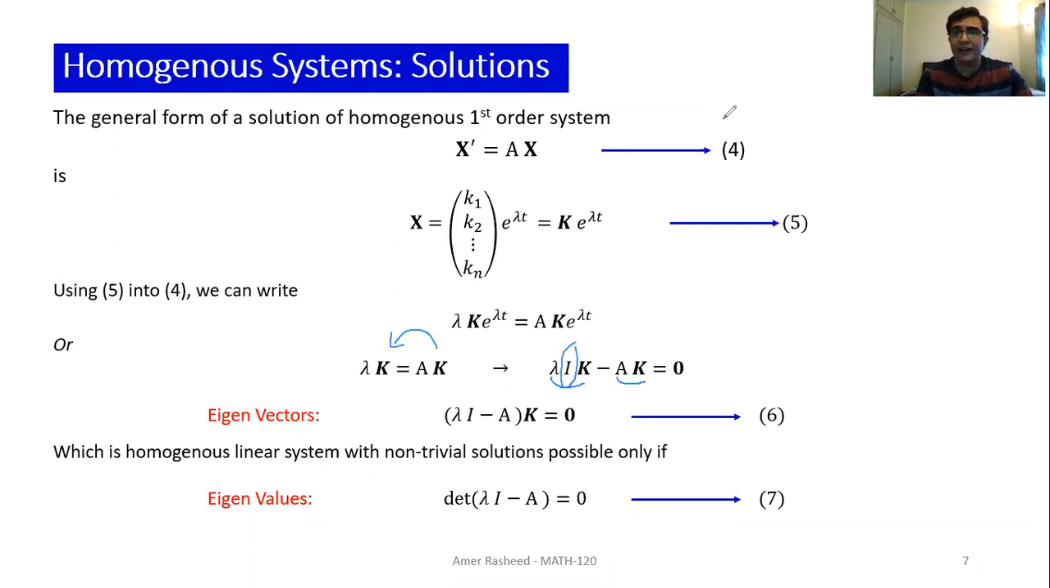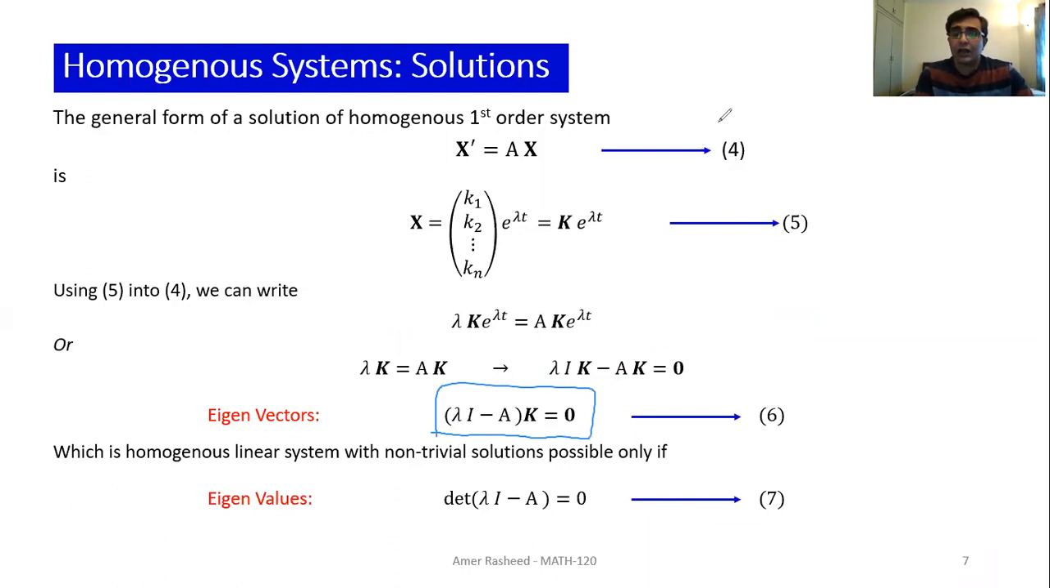We have written I here. Why have we written I here? It's the same logic as we discussed while discussing the eigenvalues and eigenvectors of a matrix. Because now we take k common, and we get lambda I minus A times k is equal to 0, which is what? This is a homogeneous linear system.